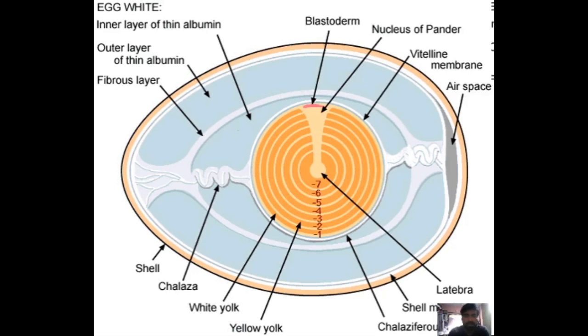Now I'm going to show you the first image. This is the image of the internal organs of hen eggs. When you just see the hen egg, its outermost covering is very tough, calcareous in nature. It is known as the shell, and just below this shell there are several membranes present.